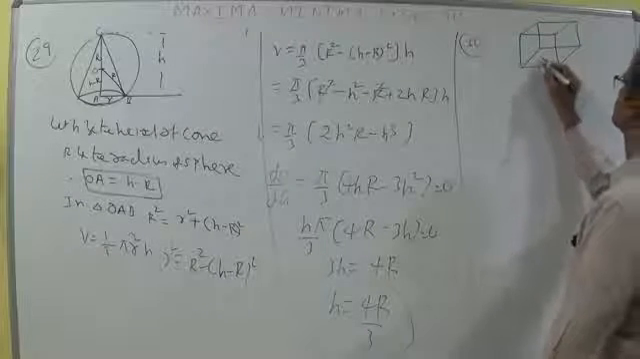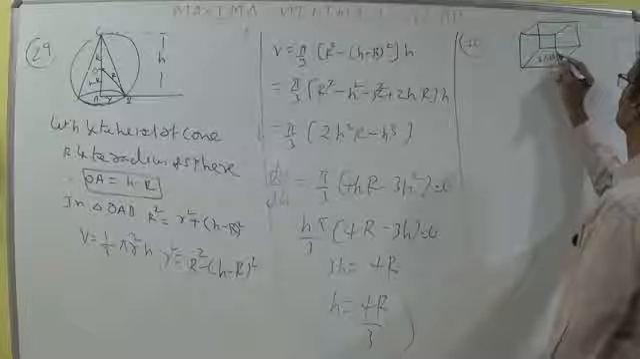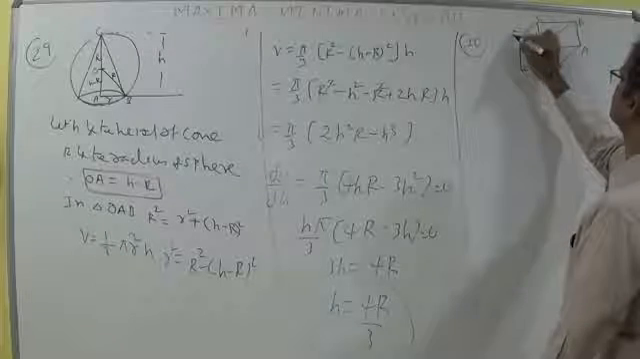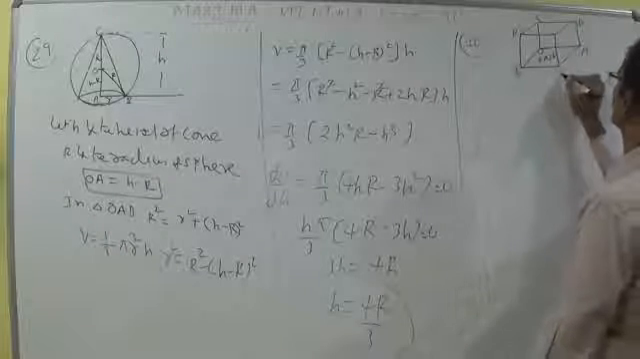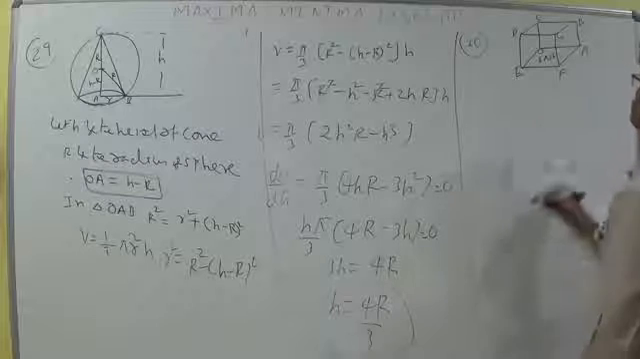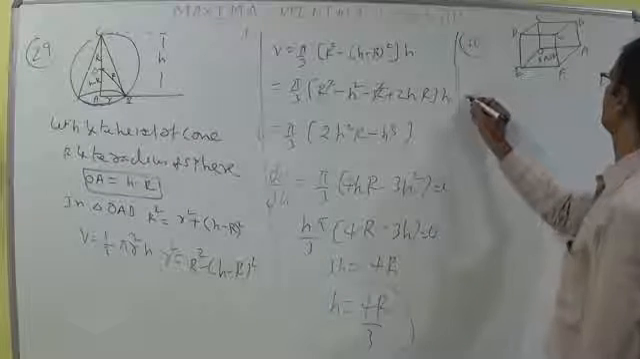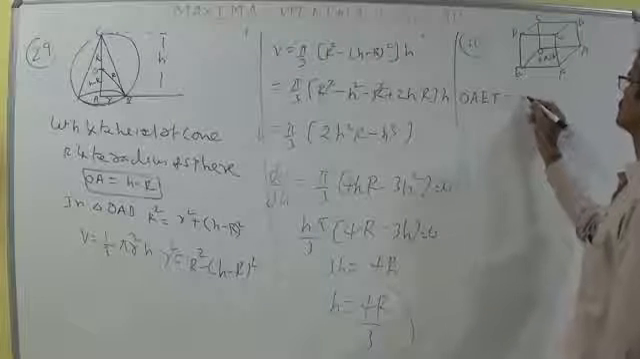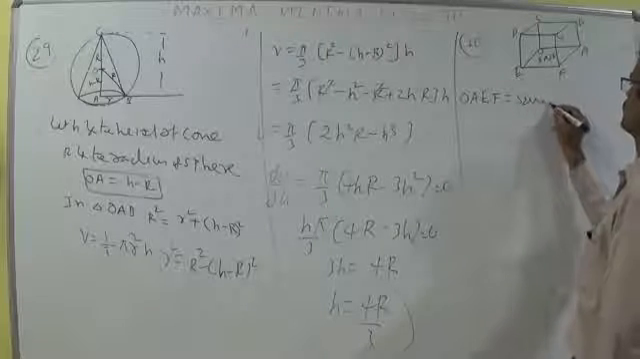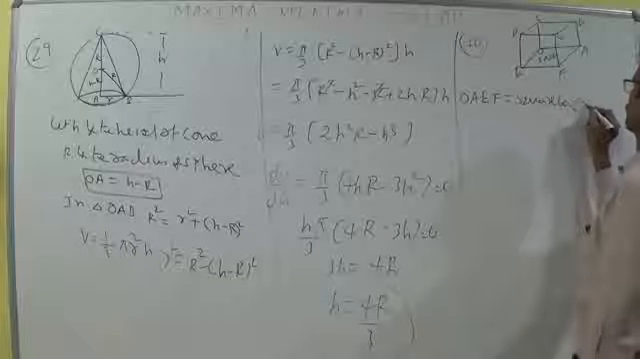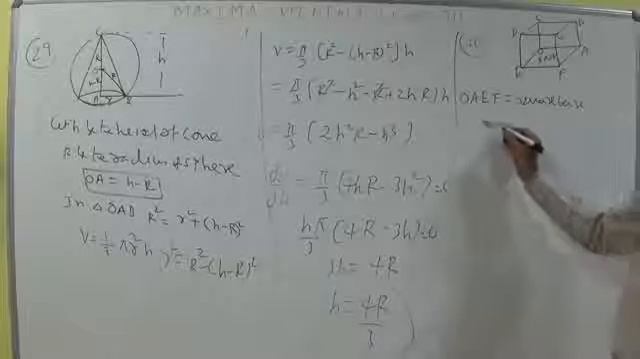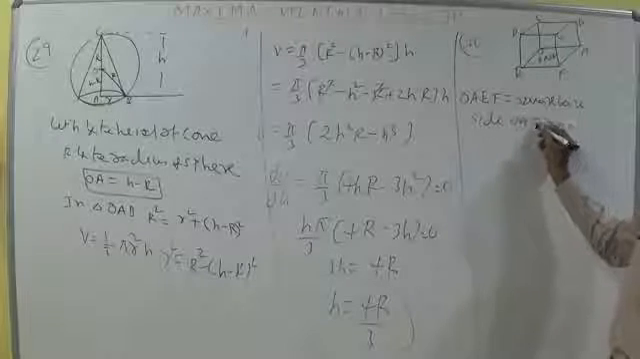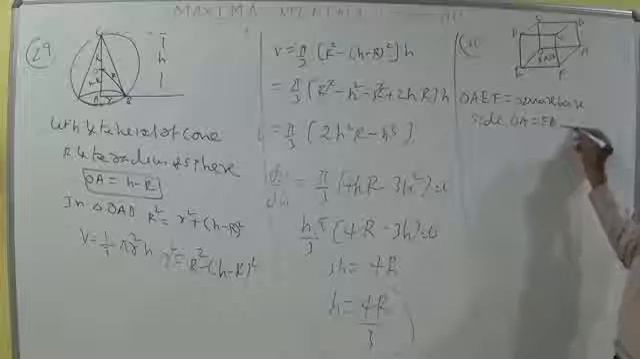This is the base. Let us put the names O, A, B, C, D, E, like that. The base I am writing as O, A, E, F. O, A, E, F is the square base. So the side means here OA is equal to FA is equal to X.